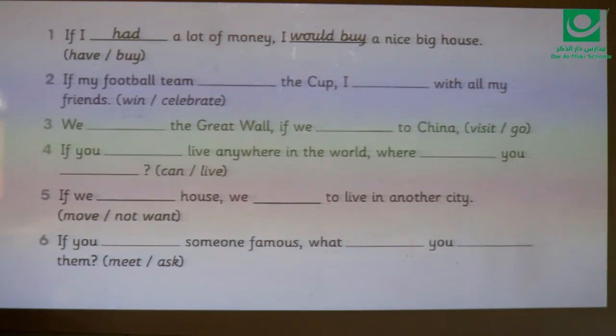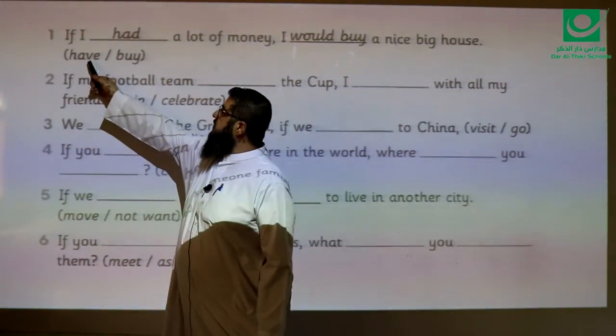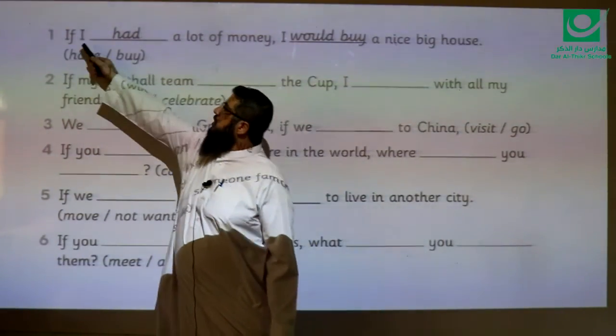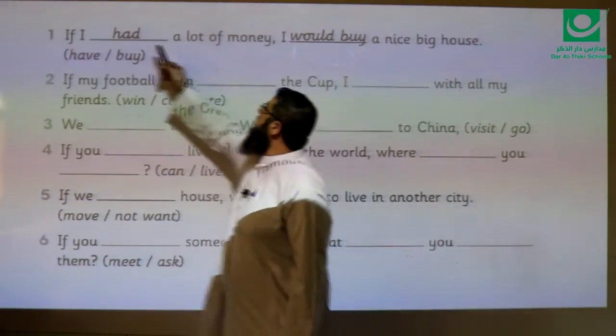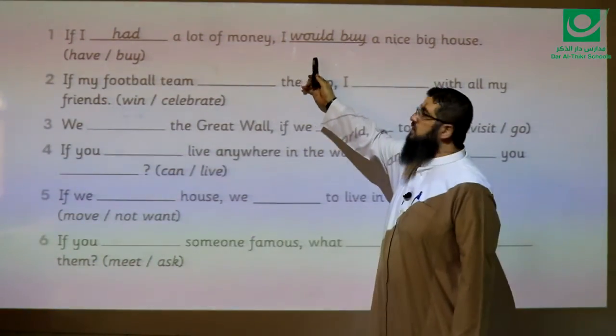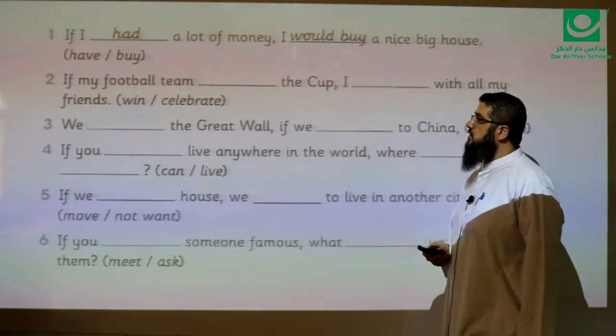Yes, students. Here, you have the verbs between the brackets. You need to use them correctly. The first one is done as an example. If I had a lot of money, I would buy a nice big house. See, students, here in number 1, I have these 2 verbs, have and buy. So I said, if I had a lot of money, this is the second part. I say I would and infinitive. I would buy a nice big house.